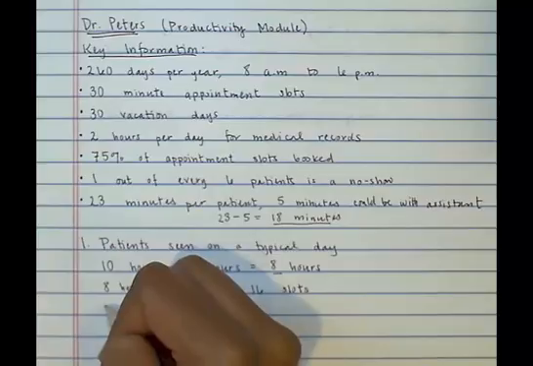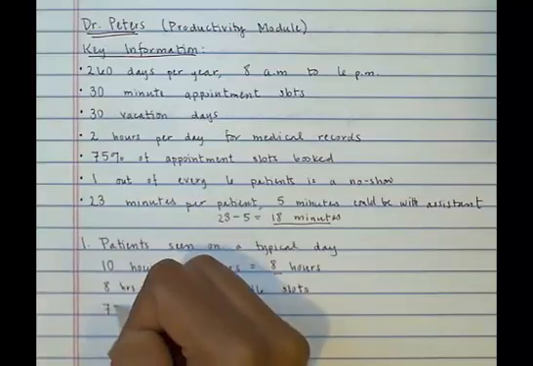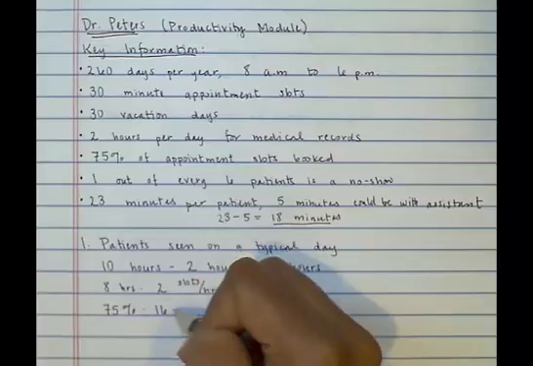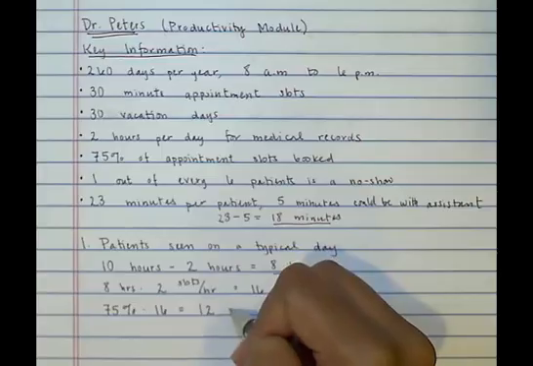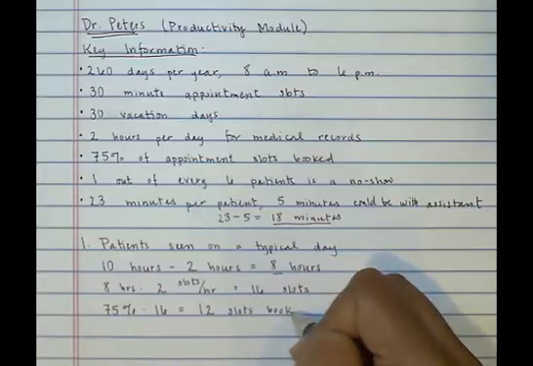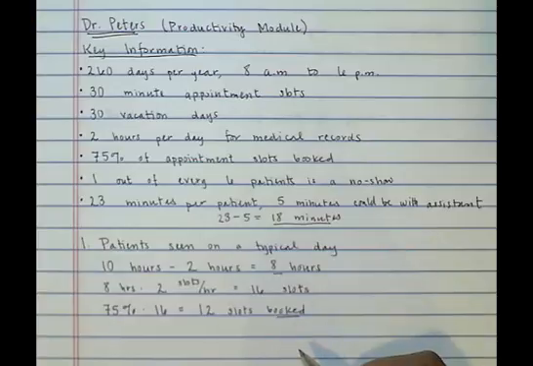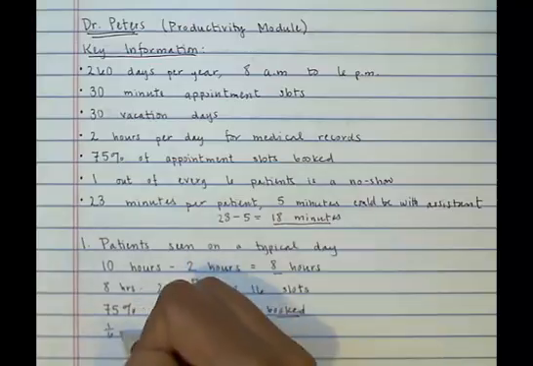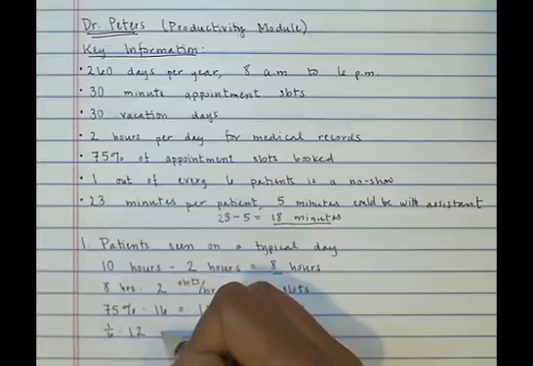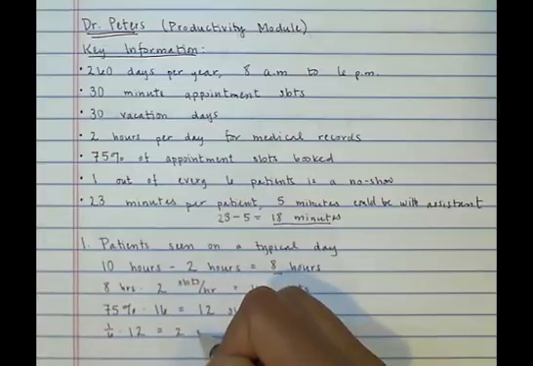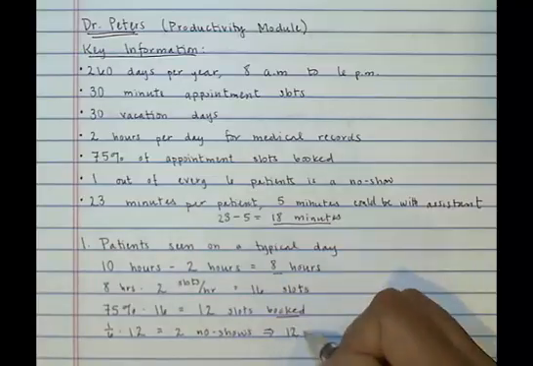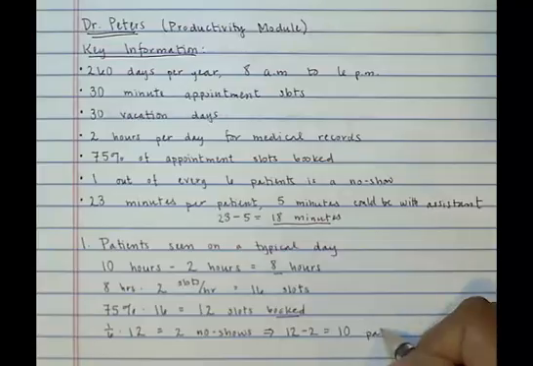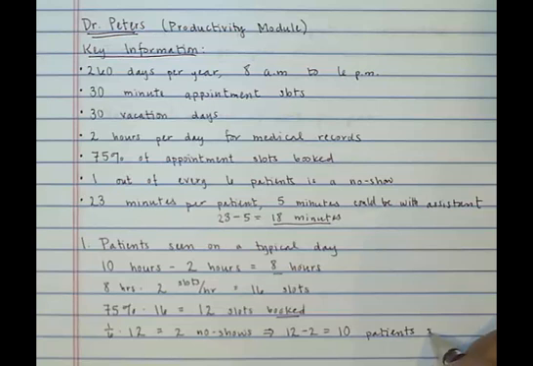However, remember that not all of these slots are booked. 75% of slots are booked. So 75% times 16 equals 12 slots that are booked per day. Finally, 1 out of every 6 patients who book an appointment doesn't show up. 1 out of 6 times 12 equals 2. So that means Dr. Peters has 2 no-shows per day. 12 minus 2 is 10, which means Dr. Peters sees 10 patients each day.